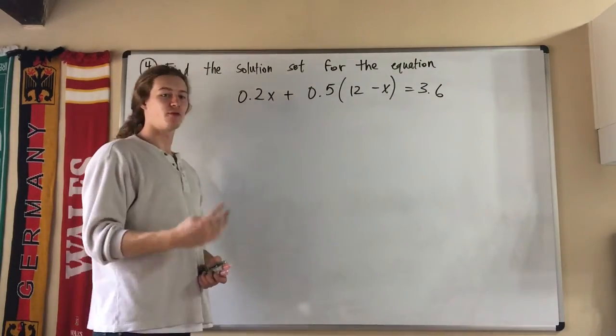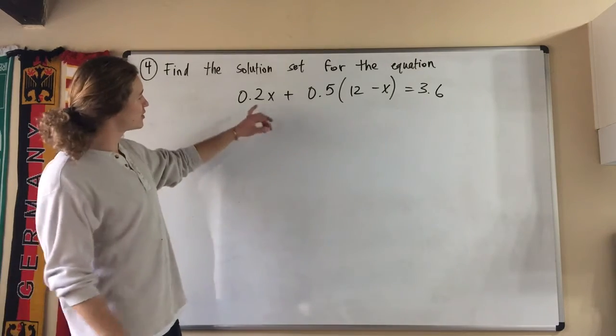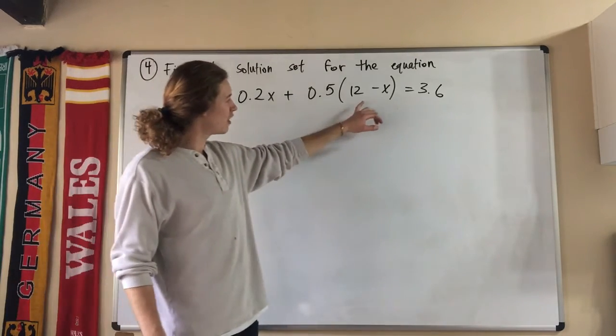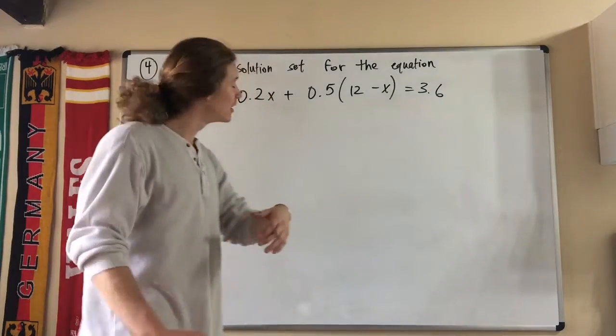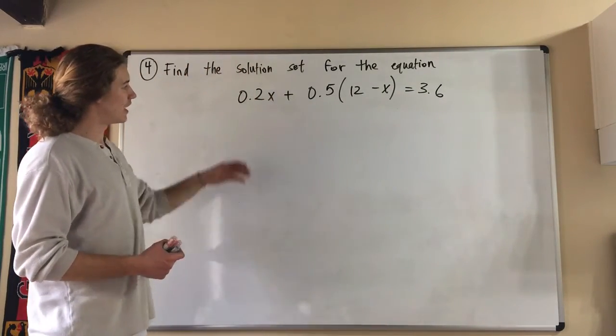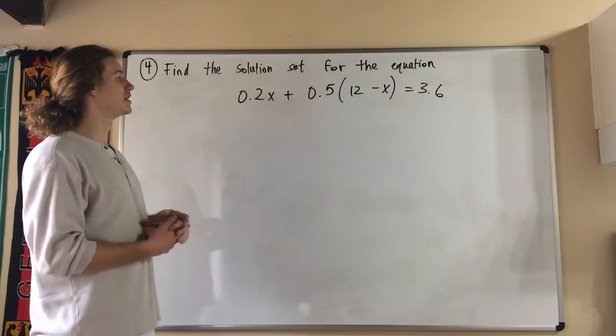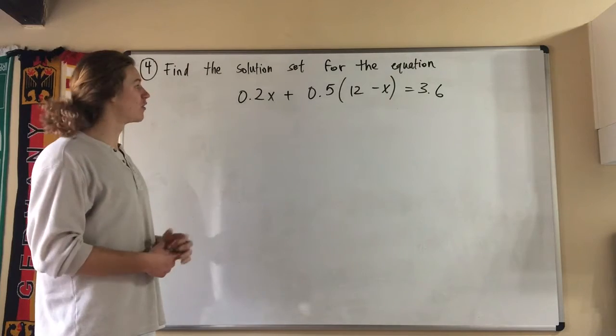Alright, so this is problem number 4 from midterm 2. Let's see the solution to it. So it says find the solution set for the equation 0.2x plus 0.5 times 12 minus x equals 3.6. This is a problem from 2.3, if that wasn't clear. This is a linear equation in one variable, which we can solve using the same techniques we did for the prior problems, just a little bit more complicated.